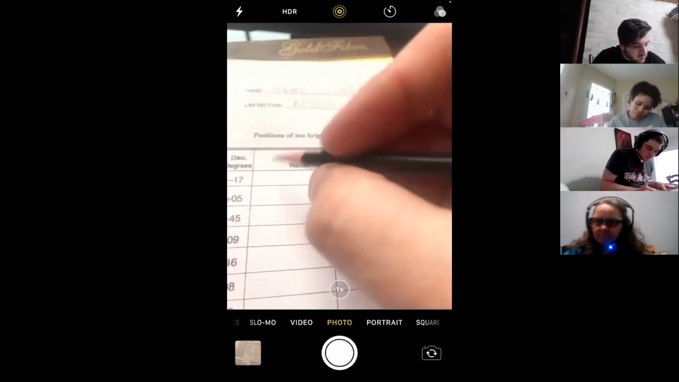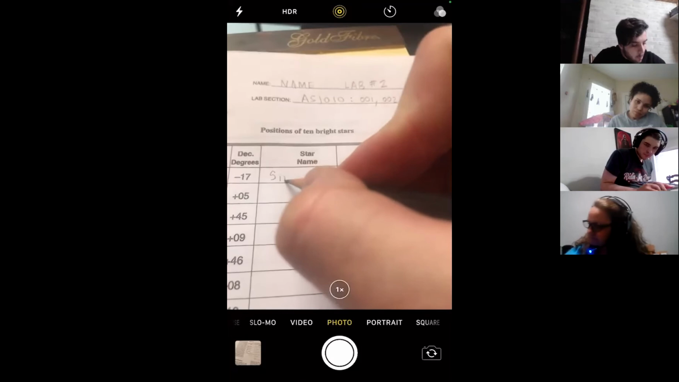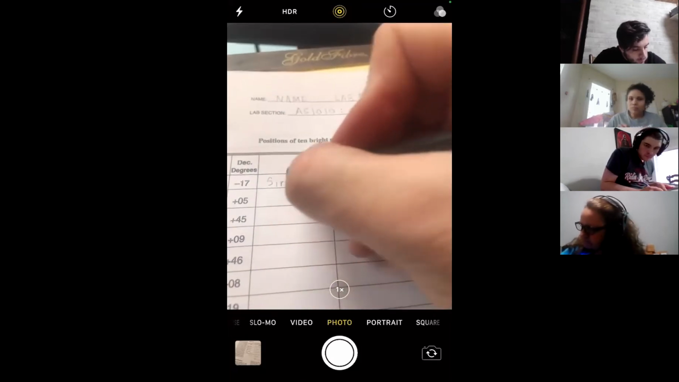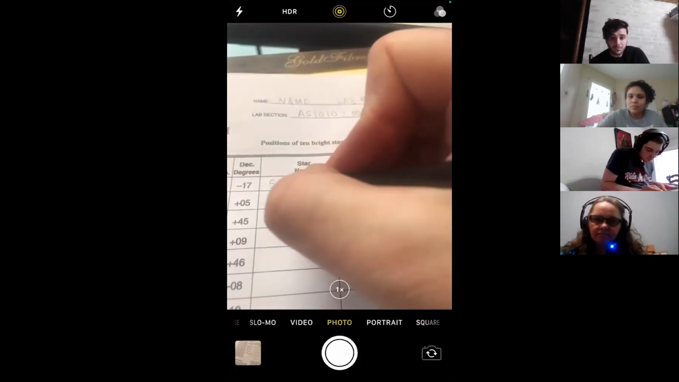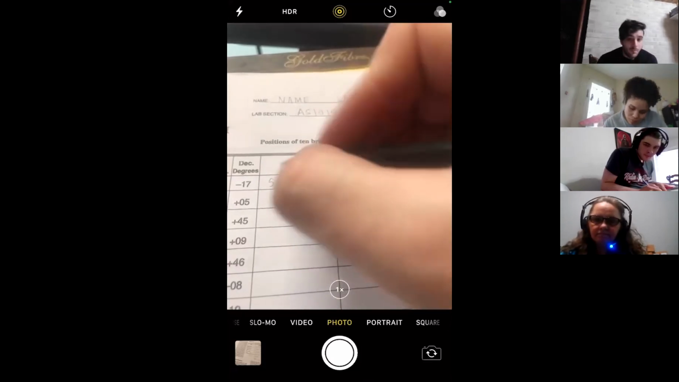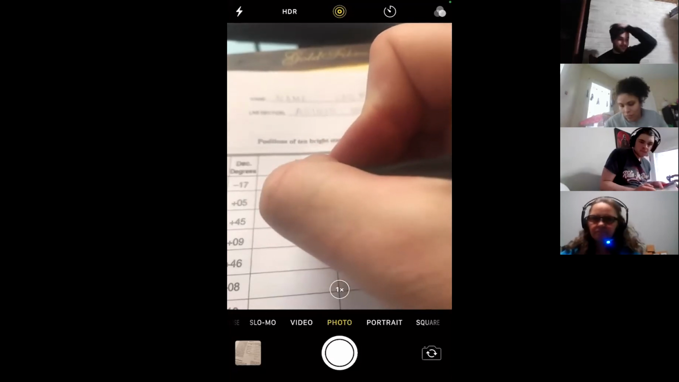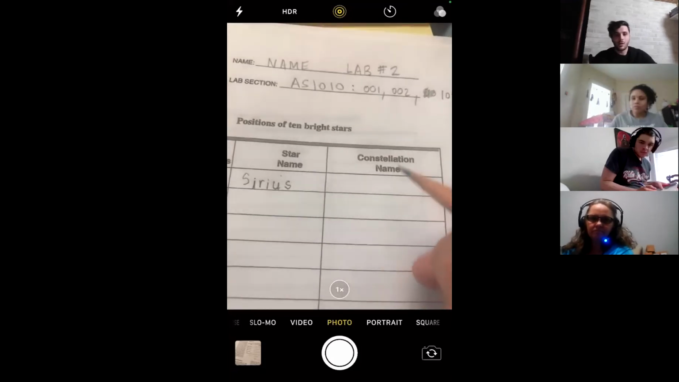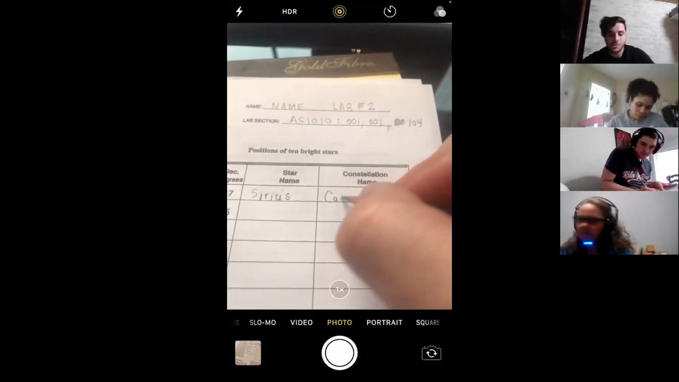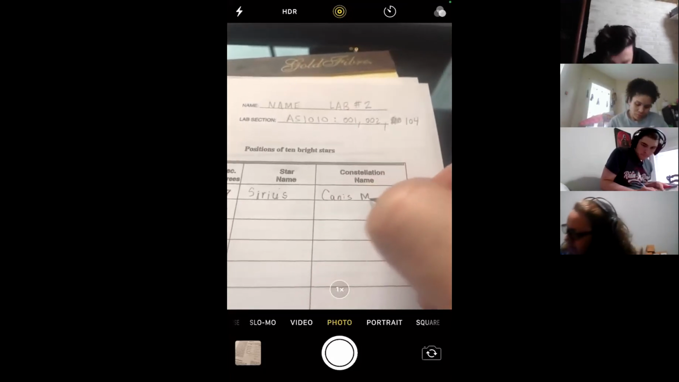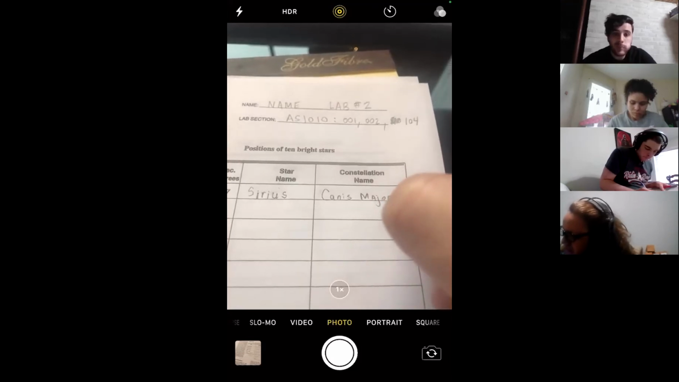So this will be a little difficult since it's backwards, but we can handle it. Sirius is the brightest star in the sky, and it's known as the Dog Star. It's actually up at this time of year. And that's Canis Major, the big dog.